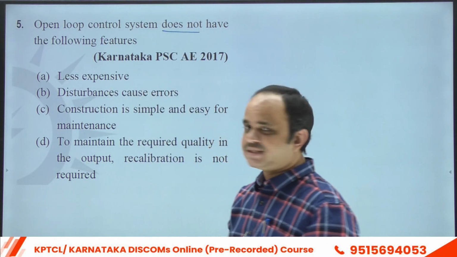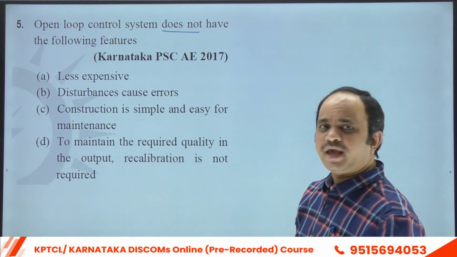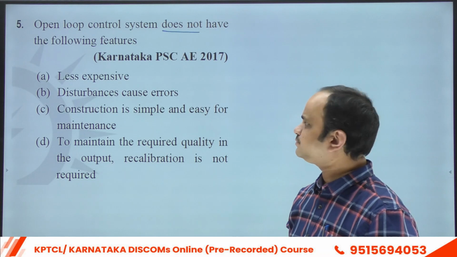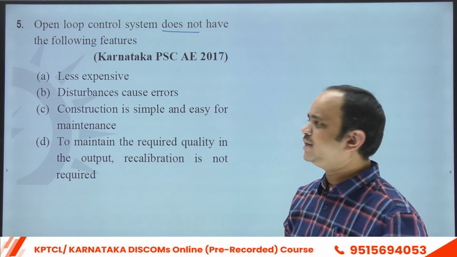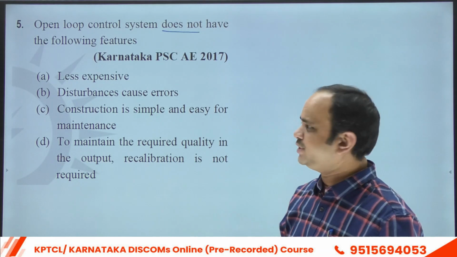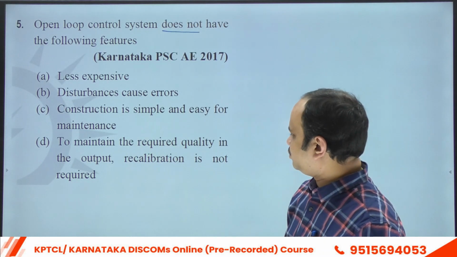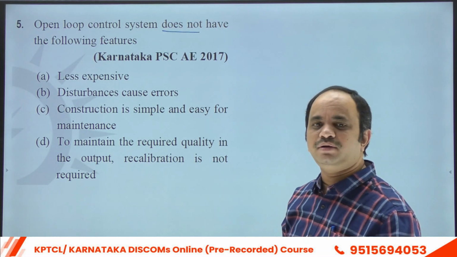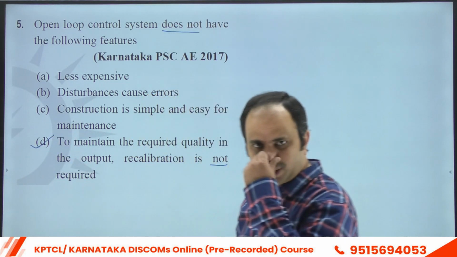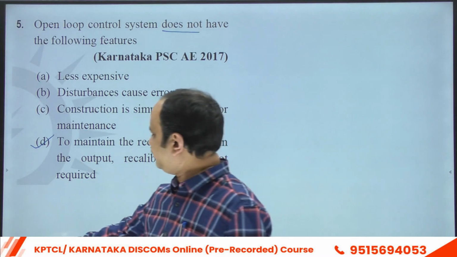Open loop system is less expensive. Yes, that is less expensive, therefore it is not suitable for this question. In an open loop system, disturbances cause errors because there is no feedback, so whenever any disturbance is created, there are more chances for errors. Construction is simple, that is a basic property of open loop system, and it is easy to maintain. To maintain the required quality in the output, recalibration is required for an open loop system, but it is given as not required. Hence this is not a feature of open loop system, and this will be the answer.